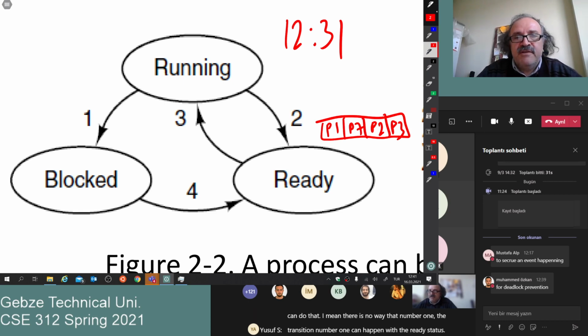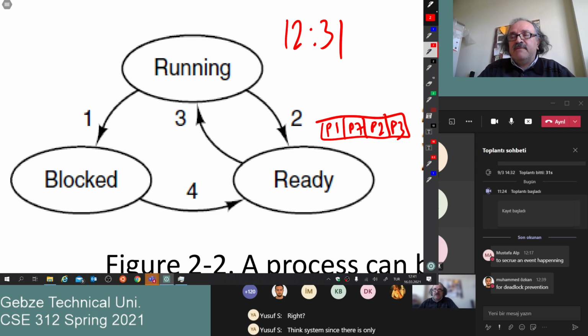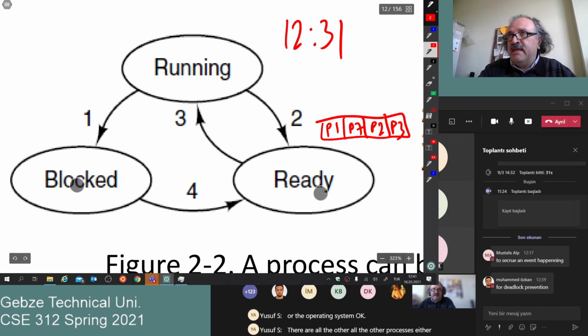Okay, so good. I have a question. Is the operating system going to the blocked state? If it is, who is going to execute the operating system? That's a very good question actually. Since there is only one CPU, only one process can use that CPU. It is either a regular process or the operating system. All the other processes are either blocked or ready, right?